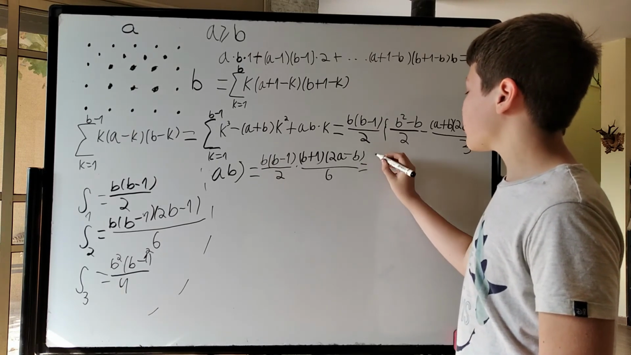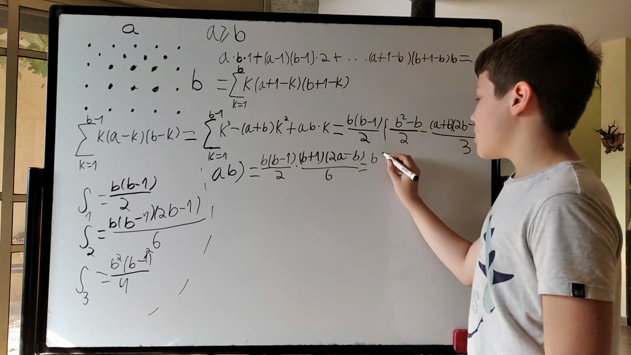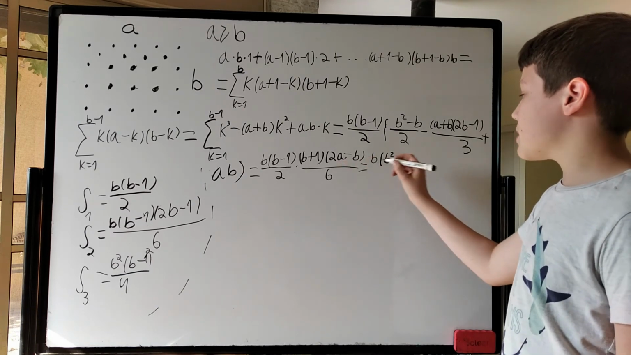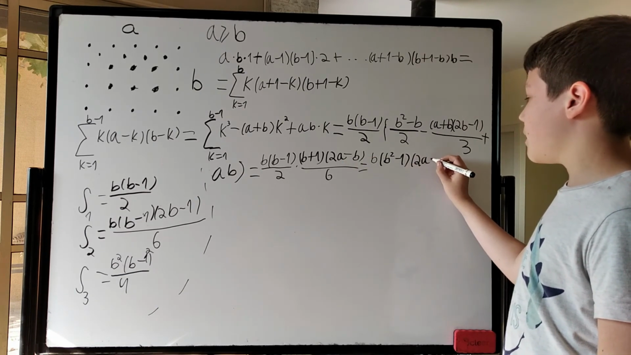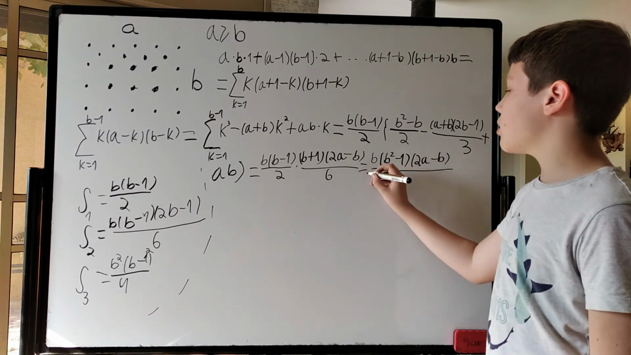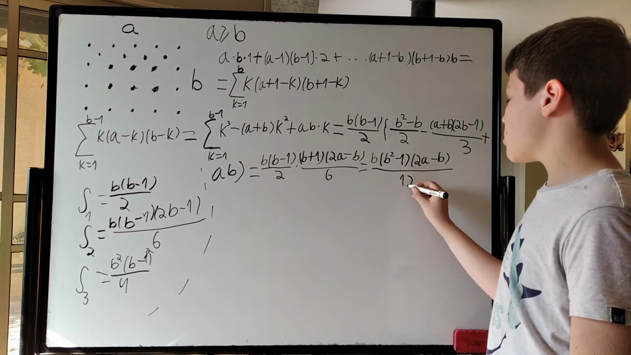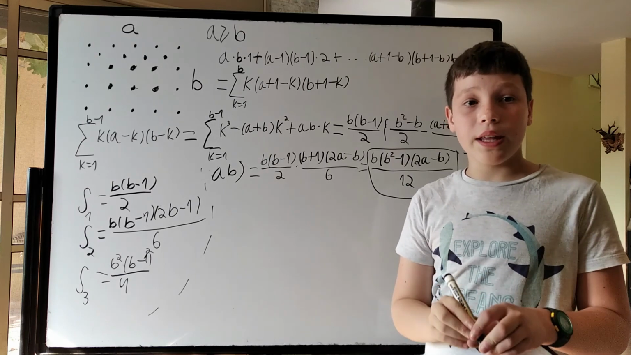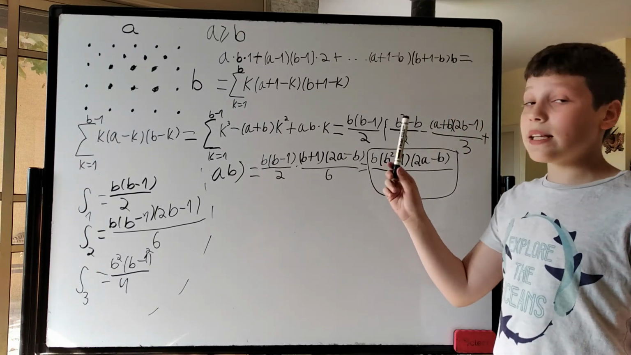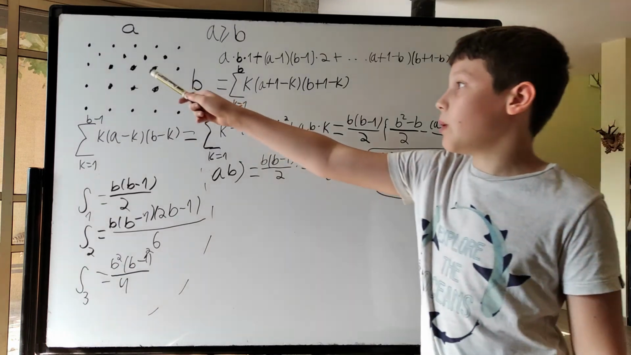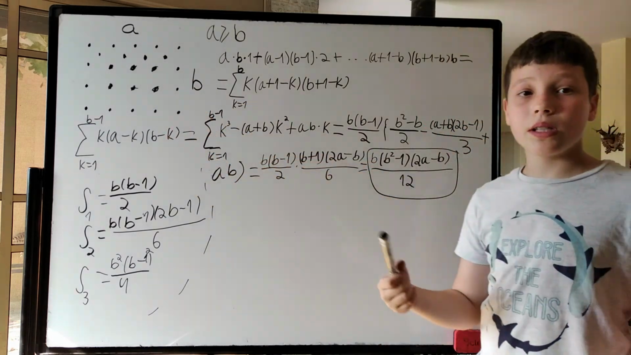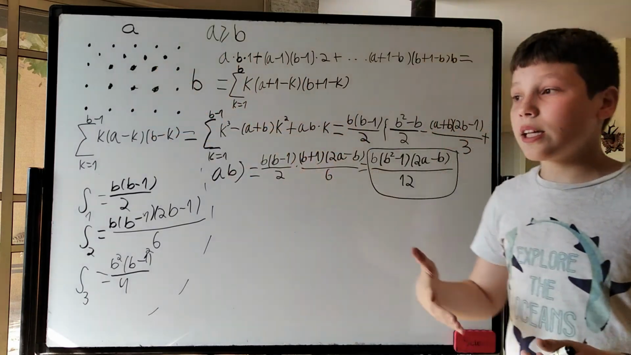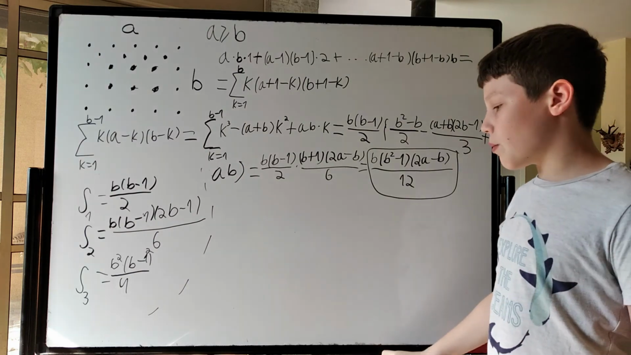So we will have b times this times that, which is (b squared minus 1), times this, which is (2a minus b), and then I'll lower this times this, which is 12. And that is our formula. And before I end the video, you might notice that if a is equal to b, we'll have a square. Then plugging in here, we'll derive the formula for the number of squares in a square just from this. So this is a more general formula.